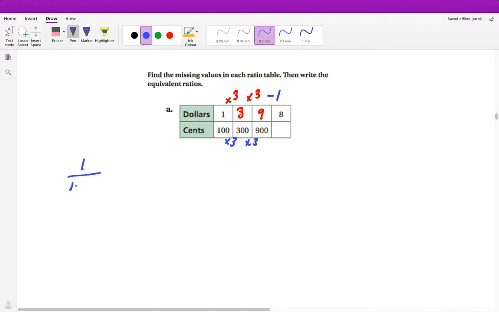So I'll set it up 1 over 100 is equal to 8 over x. Well, in this case, I can see that 1 times 8 will give me 8. So 100 times 8 is going to give me my x, so that means x is going to be equal to 800. So I could quickly and easily solve for that one.